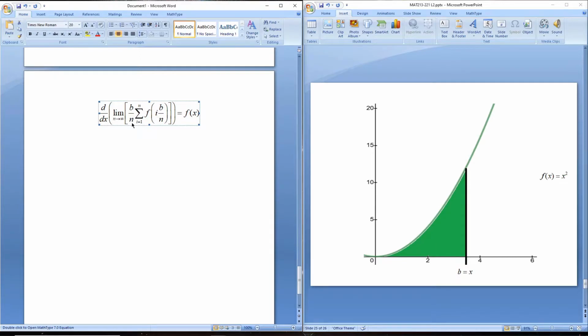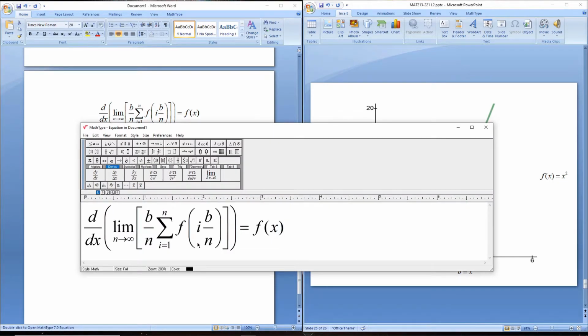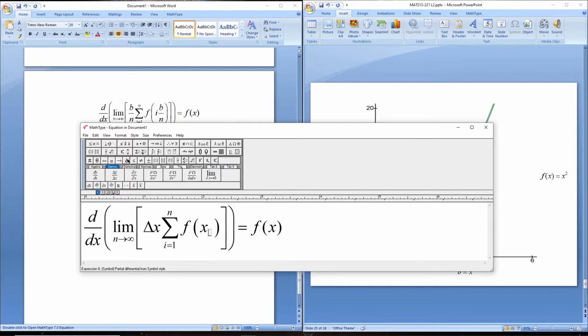Now this is a lot of notation here that has been shortened over the years. And so we're going to get to what that shortened notation is. And to do that, I do have to change back into our delta x expression. So if you recall, this b over n is delta x. And this i b over n was giving us the x positions. So I'm just changing back to this notation here.